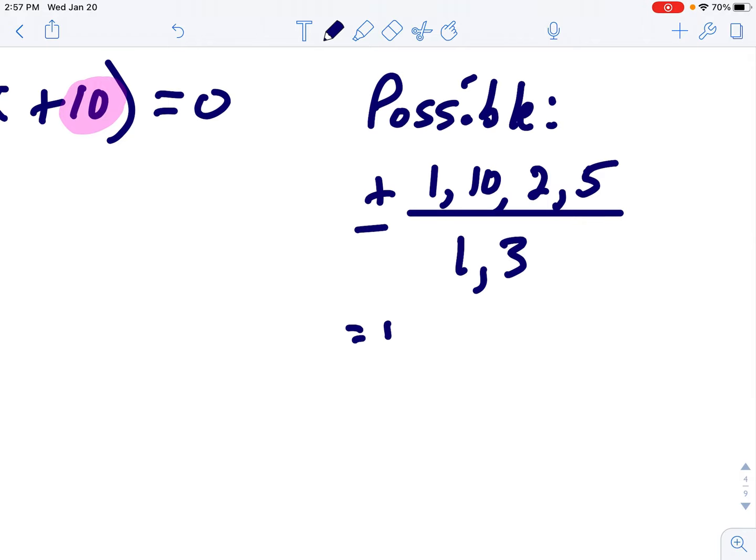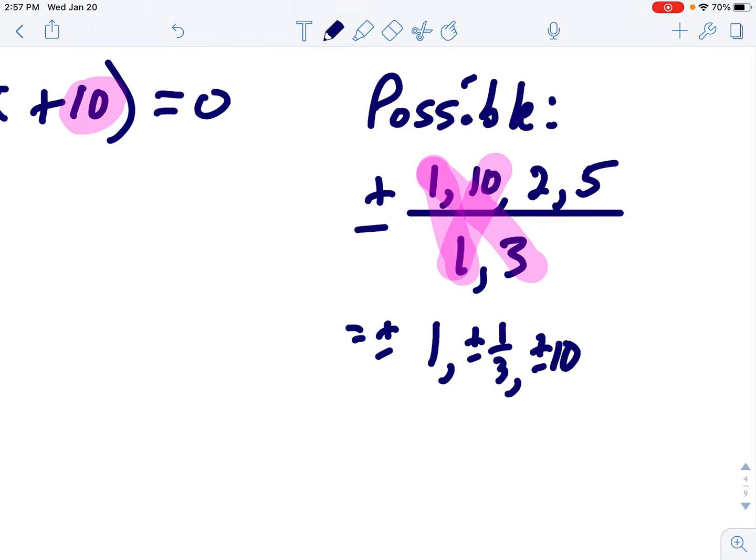So now this is going to be a bit of a pain. So we have plus or minus. 1 over 1 is 1. 1 over 3, plus or minus 1/3. Then we have 10 over 1, plus or minus 10. Then we have 10 over 3, 10/3 plus or minus. Then there's 2 over 1, which is plus or minus 2.